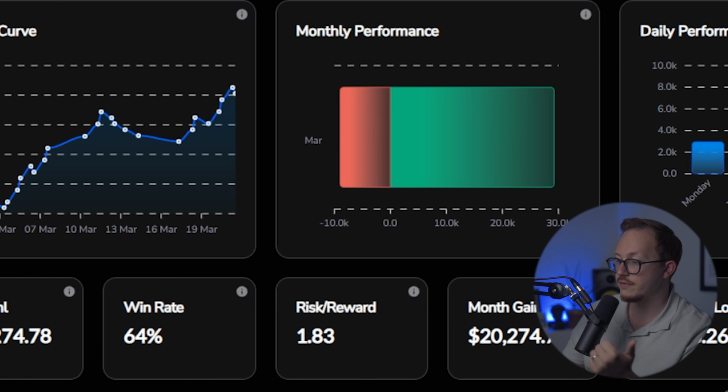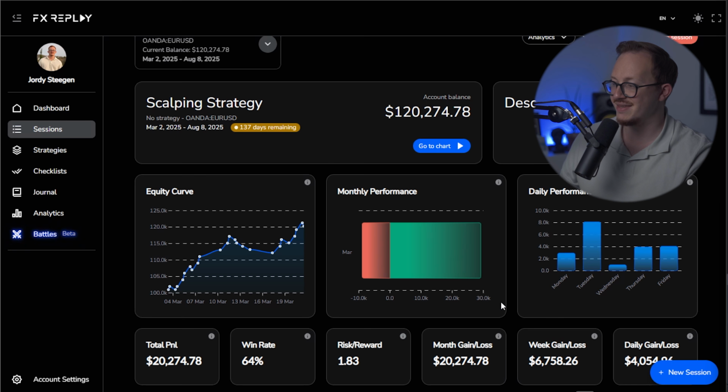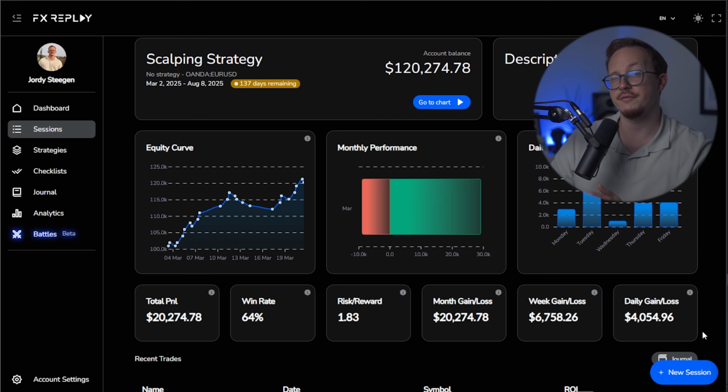64% win rate, a 1/2 risk to reward, it shows 1.8 because I did test a break-even system. We were able to do over 20% in a month. In a week we're doing around 6.8k and the daily gain loss is around 4%.